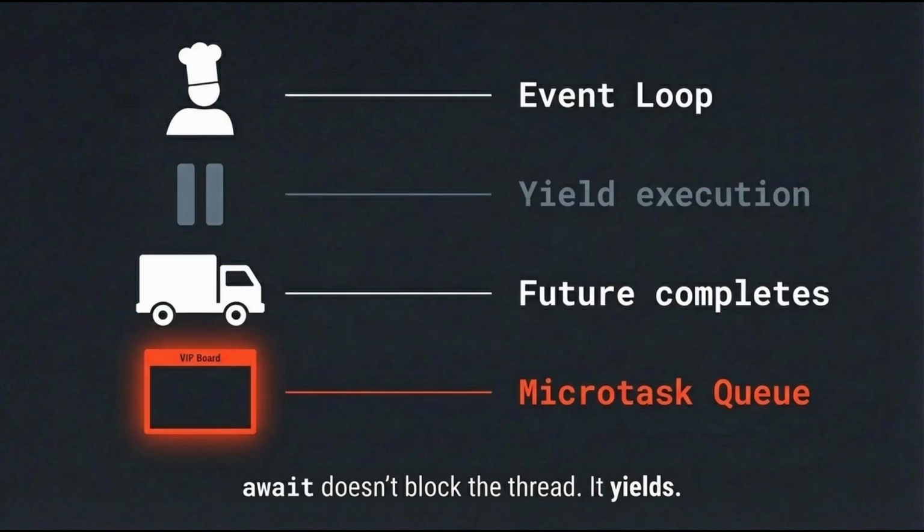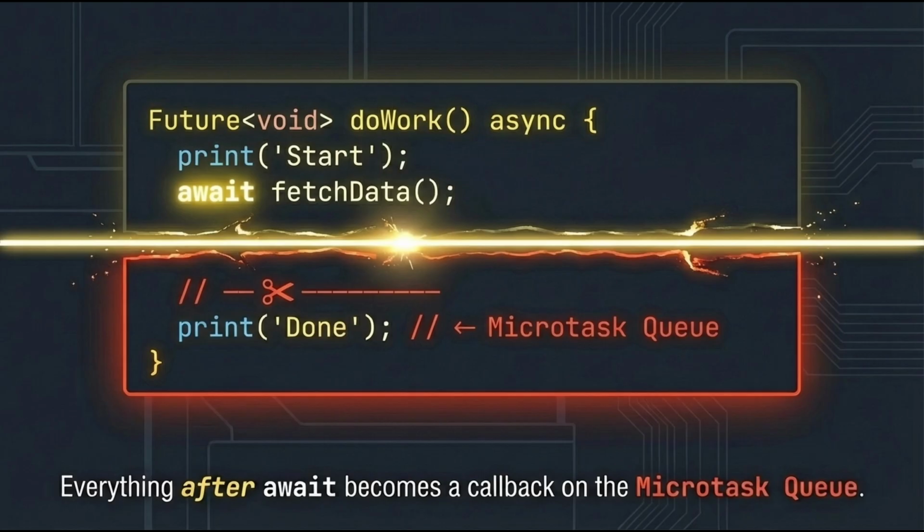So let me translate that back to code. The chef is the event loop. When he hits await, he yields, he doesn't block. When the future completes, like an ingredient delivery, the continuation goes straight to the microtask queue. That's why await doesn't block the thread. It yields.